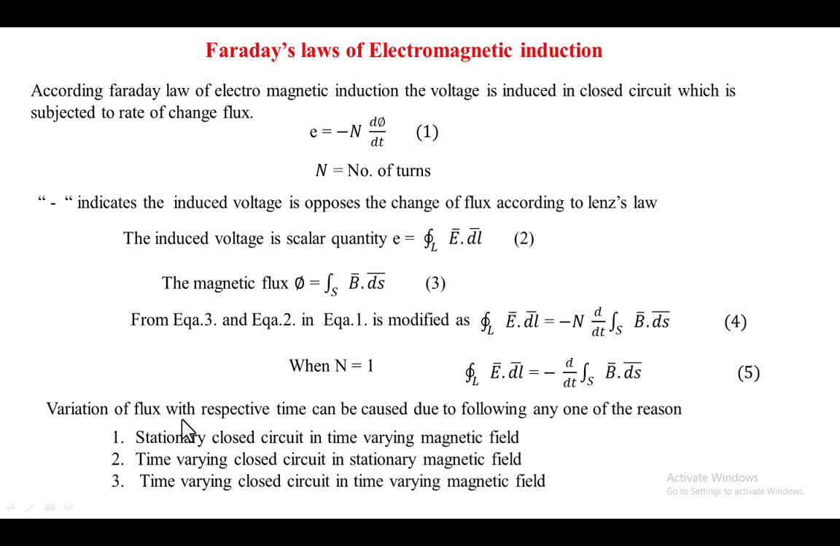The variation of the flux with respect to time can be produced in the following cases. The first one is a stationary closed circuit in a time varying magnetic field. The second is a time varying circuit in a stationary magnetic field. The third is a time varying closed circuit in a time varying magnetic field. In all three cases, there is a rate of change of flux linkage on the conductor which induces a voltage in a closed circuit. Now we are going to see the statically induced EMF.